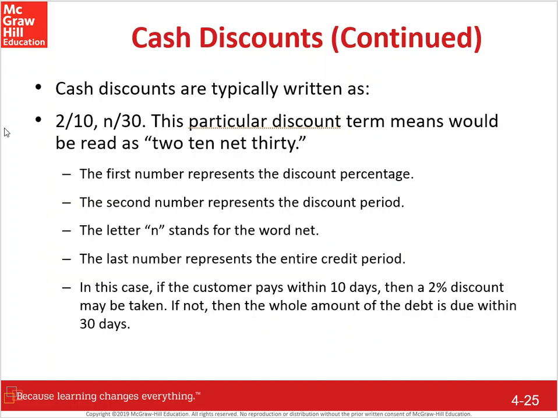So typically when we see cash discounts written, they write it in this format. So this would be 2/10, n/30. The N stands for net 30. So we say 2/10 net 30. That first number represents the discount percentage. So that's a 2% discount. Second number represents the days in the discount period.